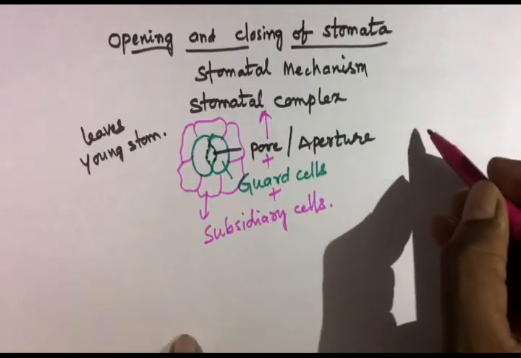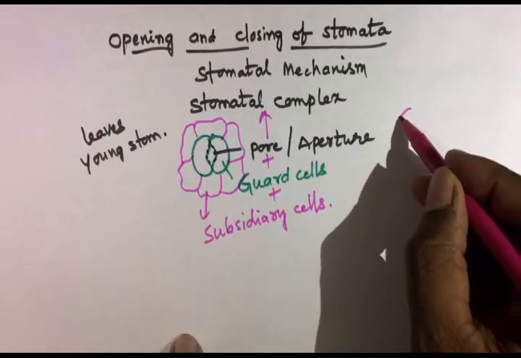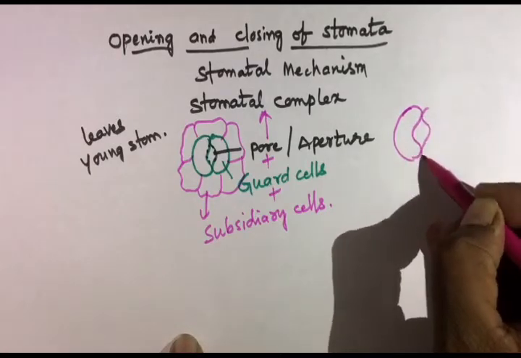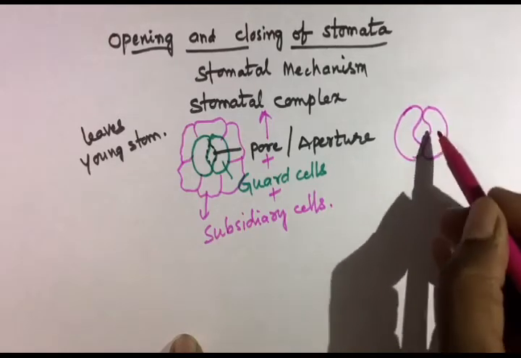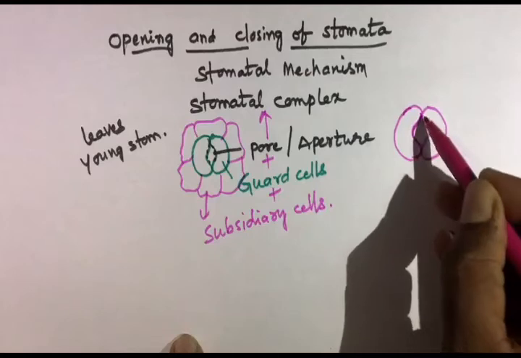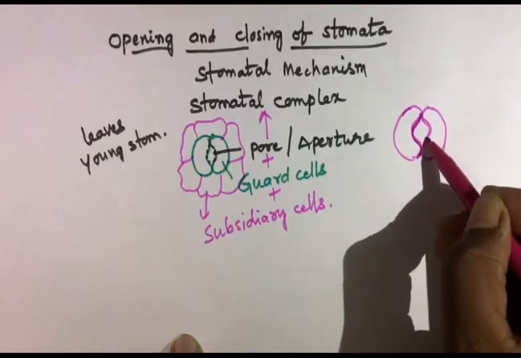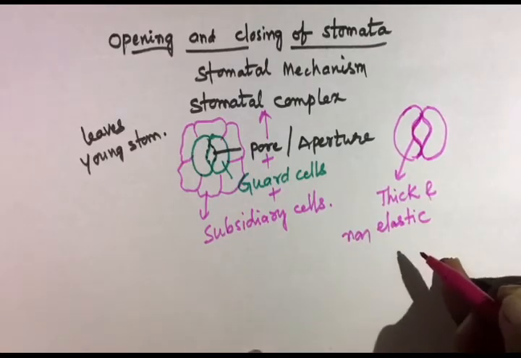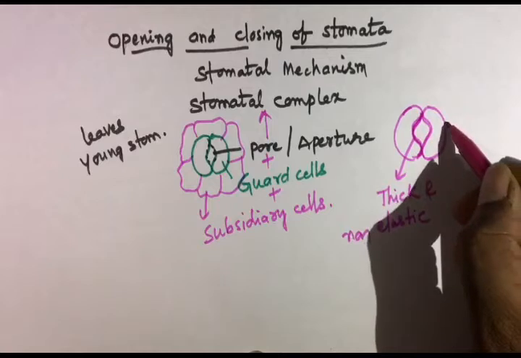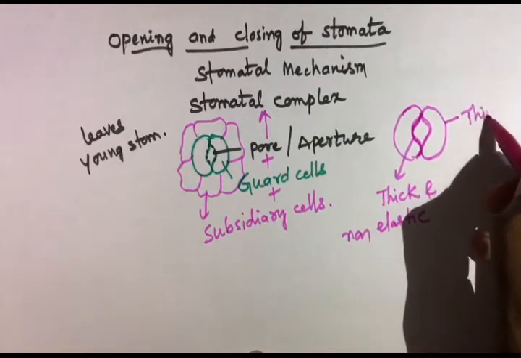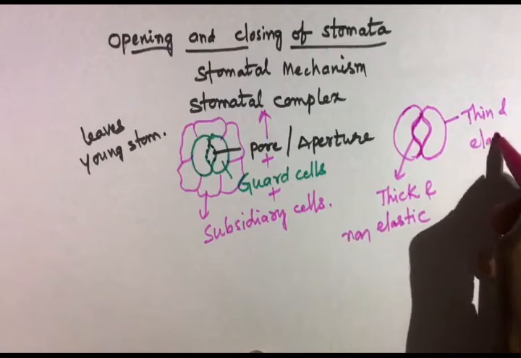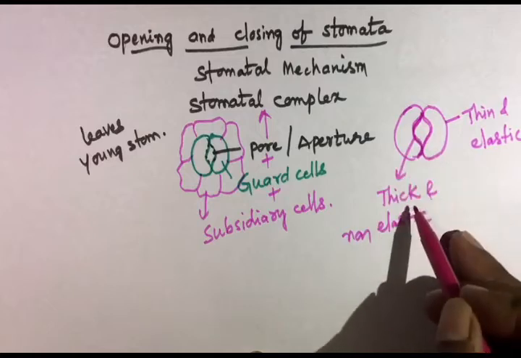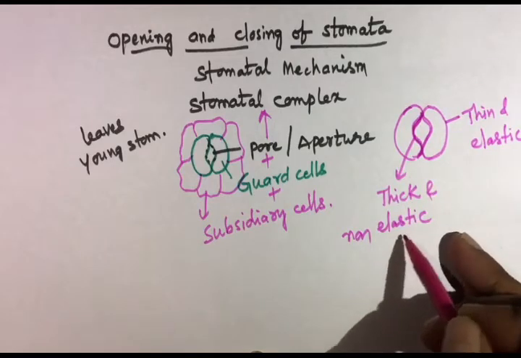You also have to know about the walls of guard cells. The inner walls of guard cells, meaning the walls present towards the pore, are thick and non-elastic, whereas the outer walls are thin and elastic.